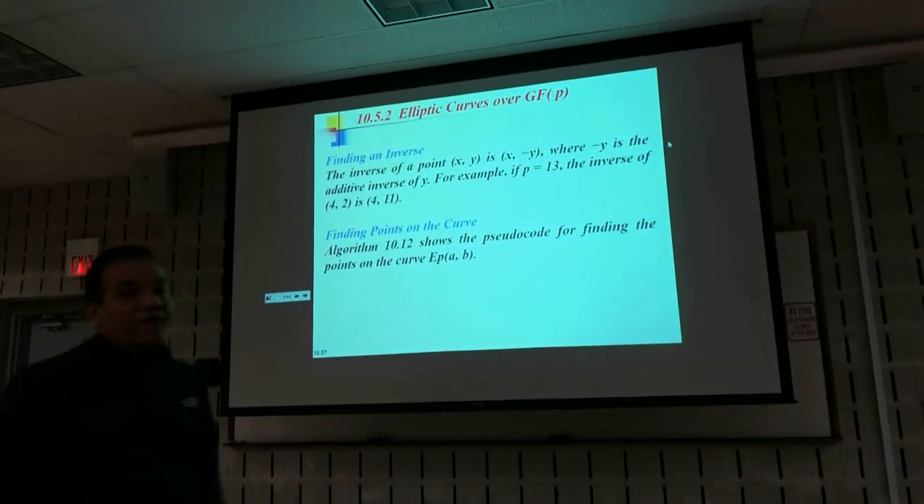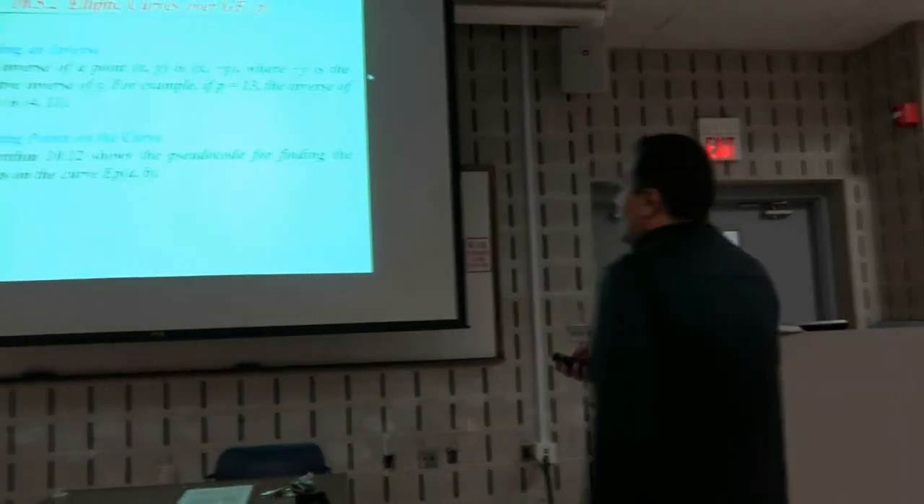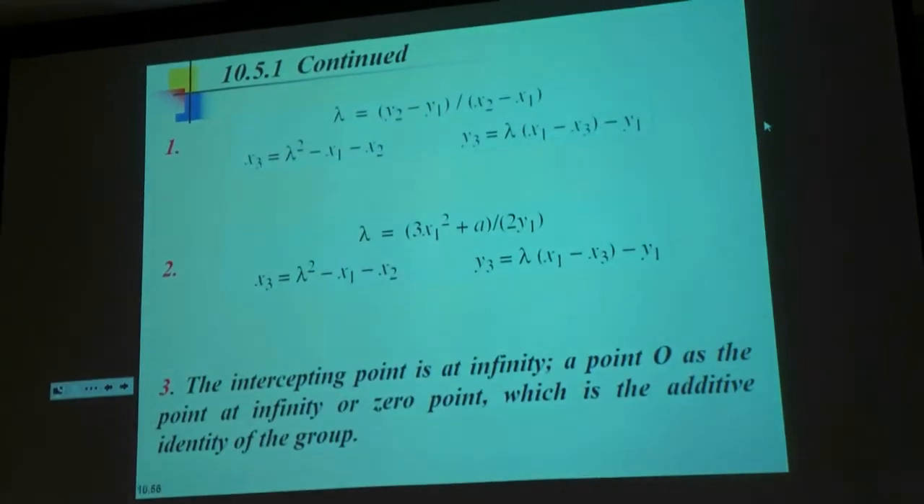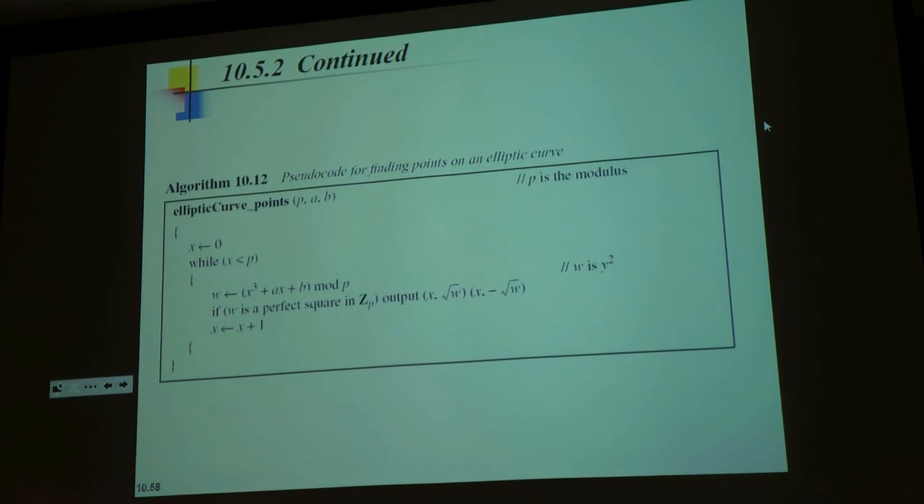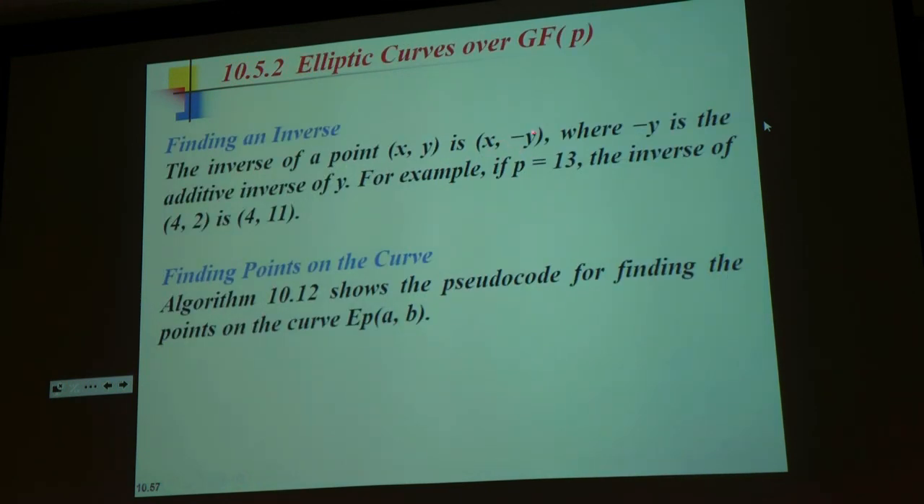So we need to find the inverse. What is the inverse we are using in here? The inverse of a point (x, y) is (x, minus y), where minus y is the additive inverse of y. For example, if p equals 13, the inverse of (4, 2) is (4, 11). Why? Because 2 plus 11 is 13, and 13 mod 13 gives you 0.